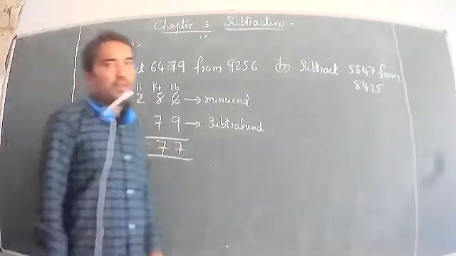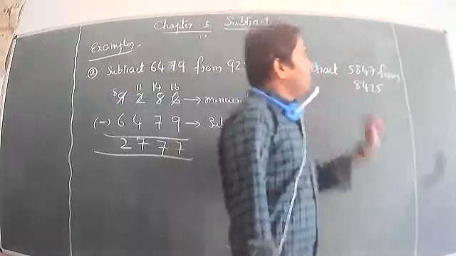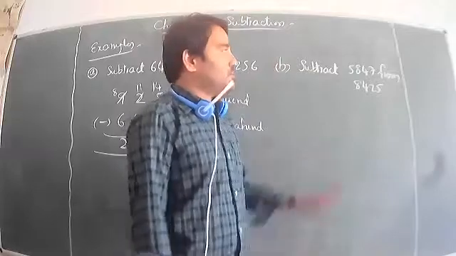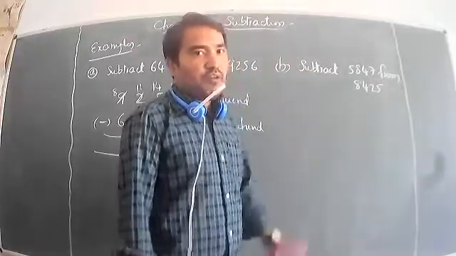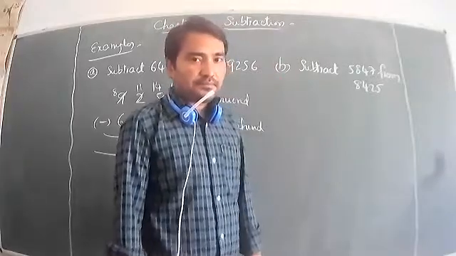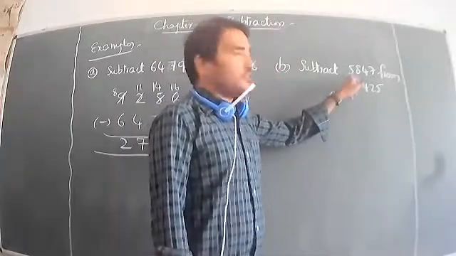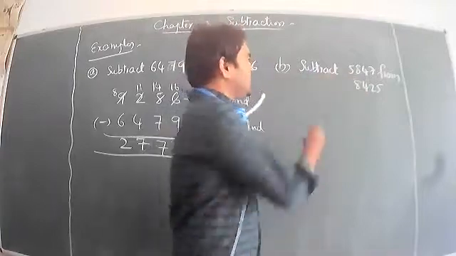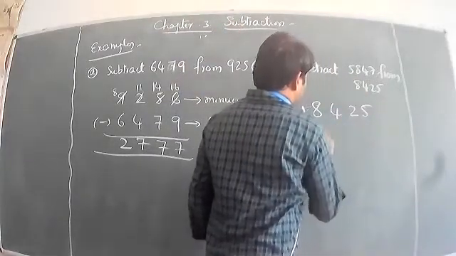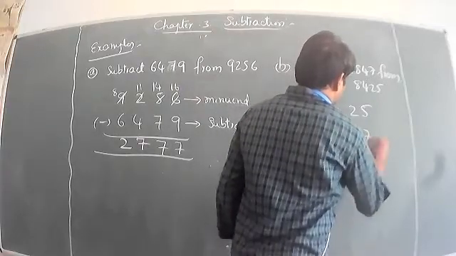Now I will go for the second one. Subtract 5847 from 8425. This is another question. So first, what do we do? First take the bigger number. Which one is the bigger number here? 8,000, here 5,000. Which one is bigger? 8,000. First we take the minuend, 8,425, then 5,847.